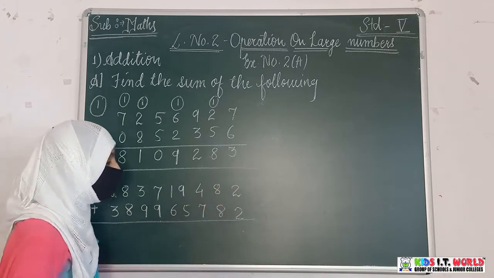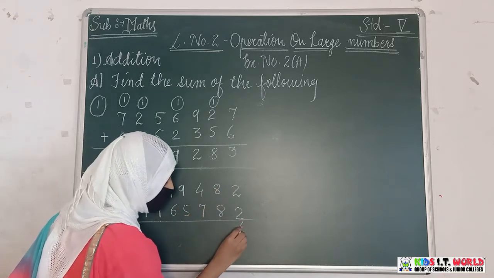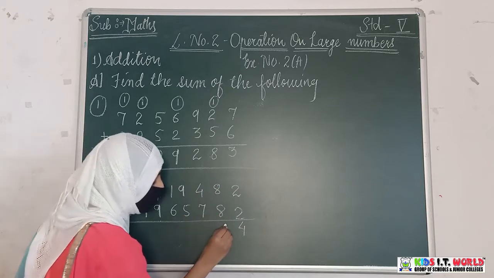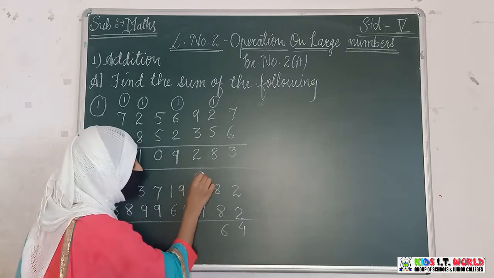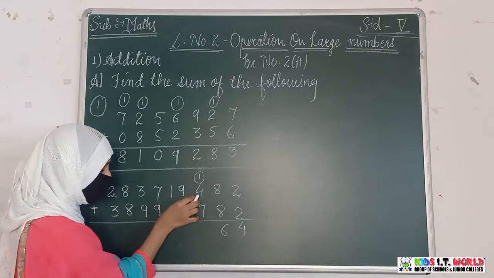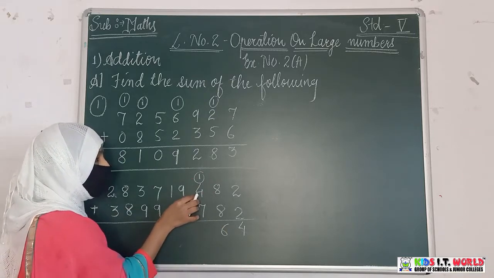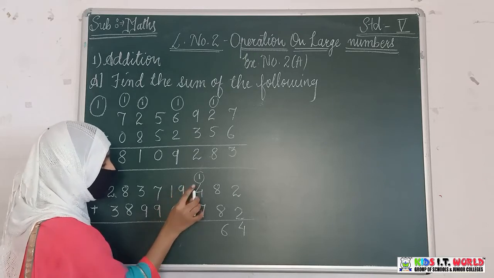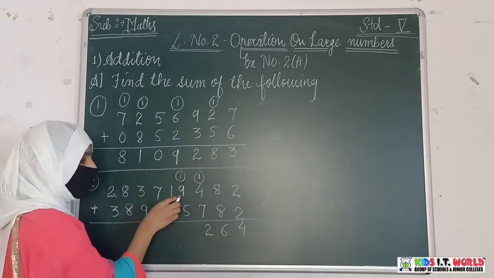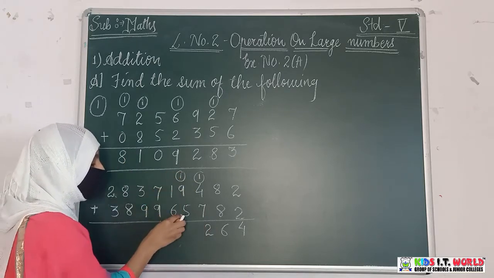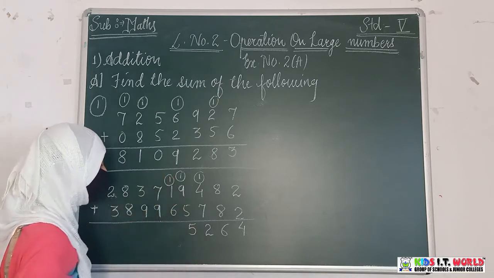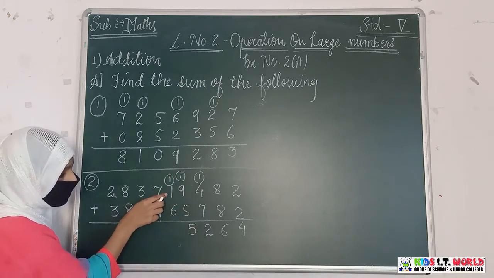Now do the addition. 2 plus 2 is 4. 8 plus 8 is 16. So from 16 we will write 6 here and 1 will be carried to the next number. Here 7 plus 4 is 11. 11 plus 1 is 12. So we will write 2 here, 1 will be carried. Now 9 plus 1 is 10, 10 plus 5 is 15. 5 will be here, 1 will be carried to the next number.